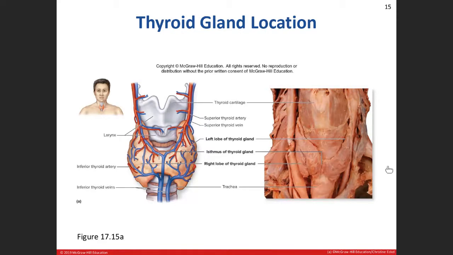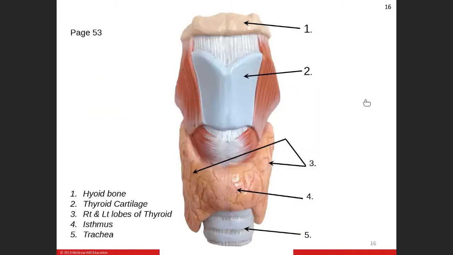Let's knock out some labeling here real fast. Here's the hyoid bone. Remember, this is the only bone in your body that does not articulate with another bone. Mainly it's just a site for muscular attachment. It usually floats around the C4, C5 vertebra, with muscles attached, and it sits above the thyroid cartilage.